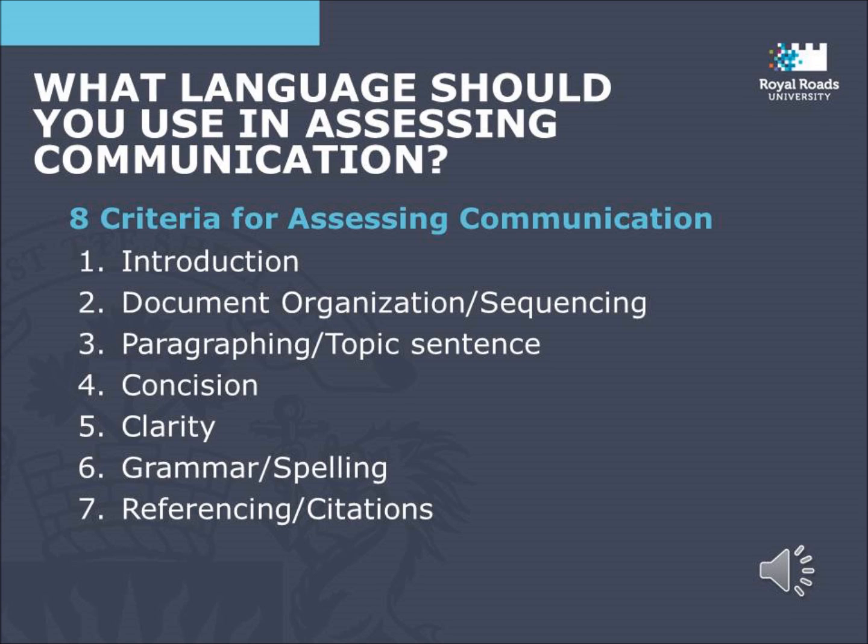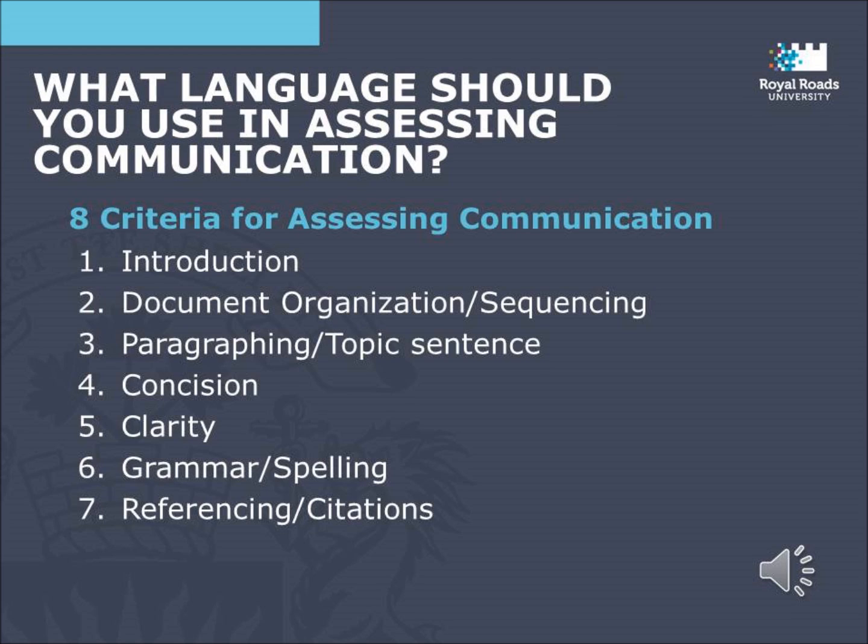Next would be concision. You might ask yourself, do I need to read more sentences or words than necessary to get the writer's point? Number 5, clarity. Do I need to read any sentences more than once in order to understand their meaning? Number 6, grammar and spelling. Do I notice any grammatical or spelling errors? And finally, referencing and citations. Are all external sources appropriately cited using Chicago style?